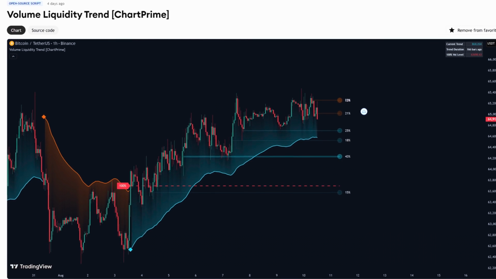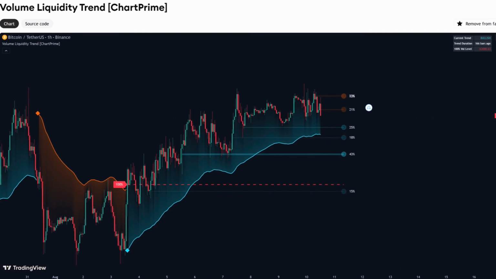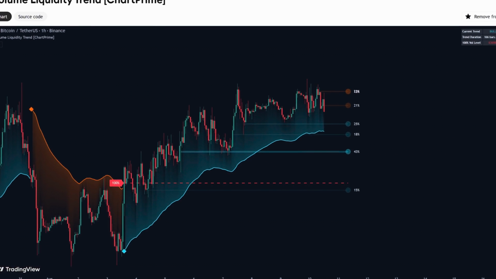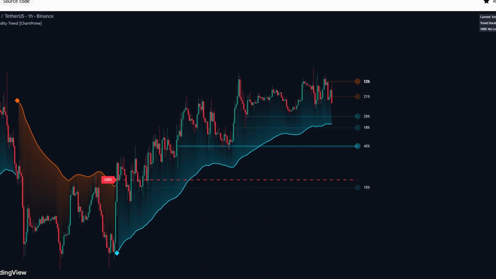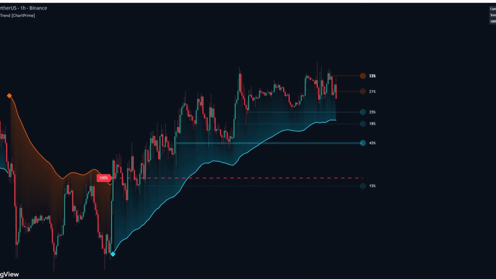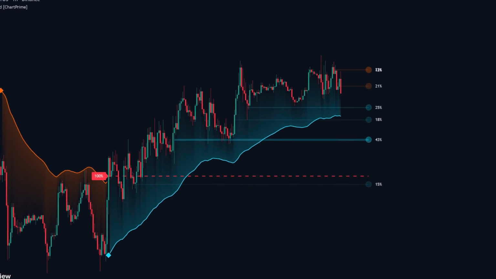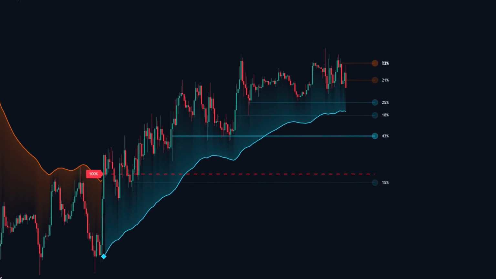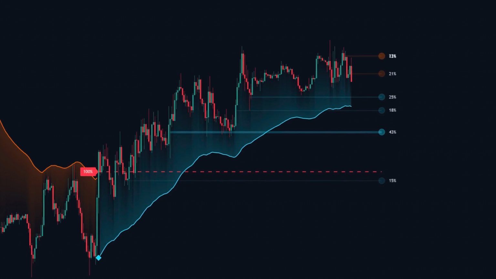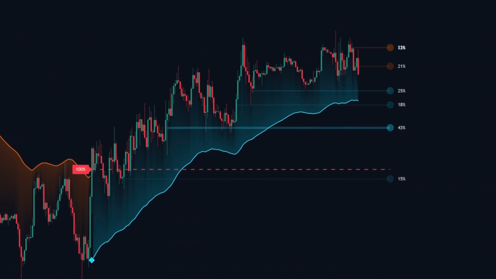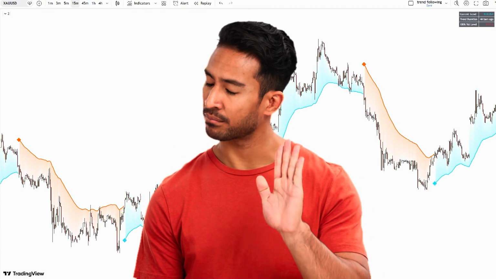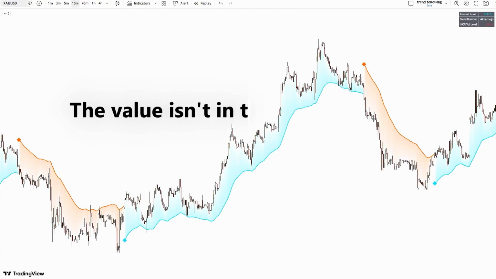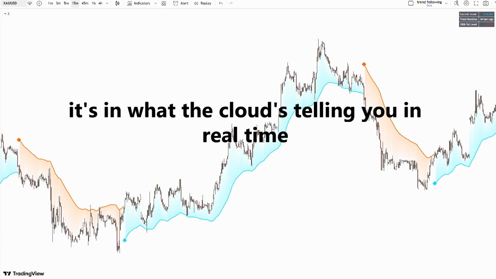It's a ChartPrime script, and the way it works is it's reading volume and price liquidity together to figure out which side is actually in control right now, not just where the candles closed. That's why the cloud can hug price so tightly through the choppy part and then stretch out during the strong runs. And look, I'm not gonna give you a setting breakdown because the value isn't in tweaking numbers, it's in what the cloud's telling you in real time.